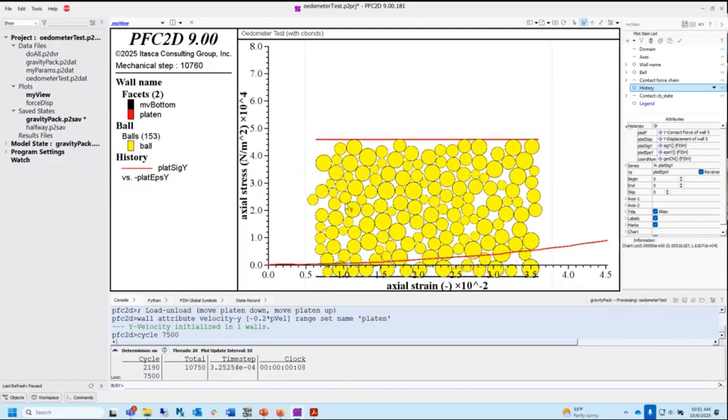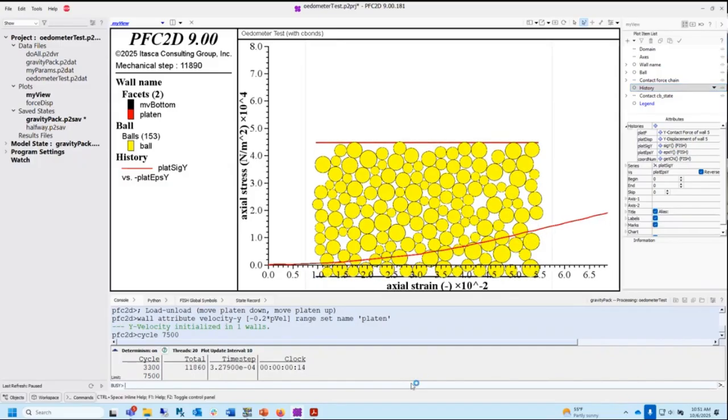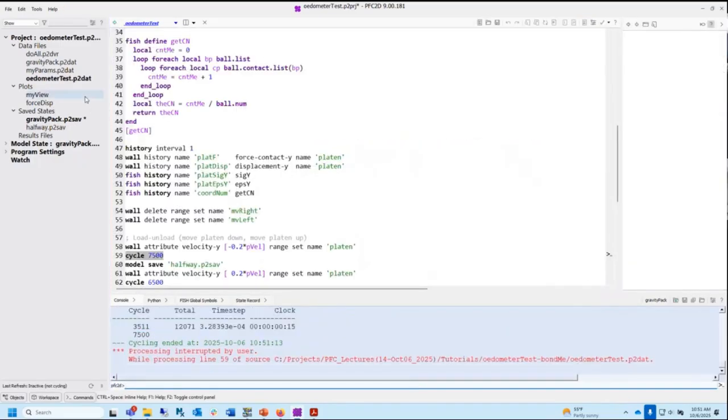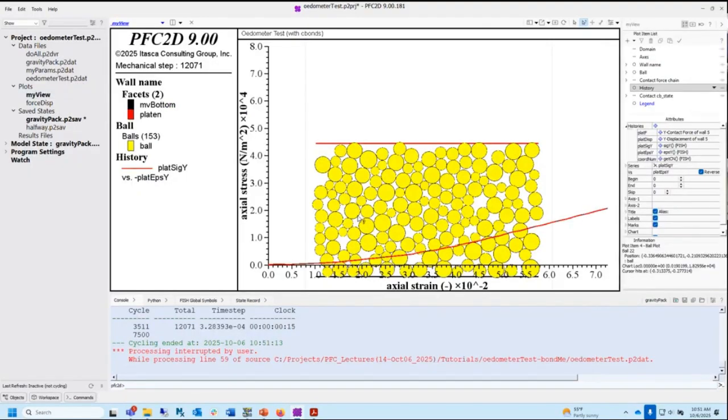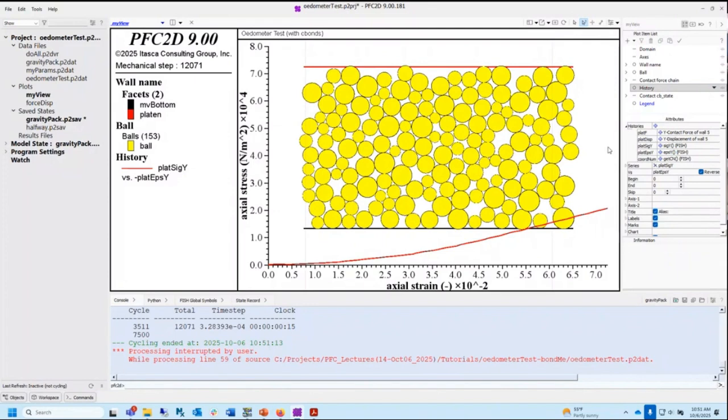Look at this weirdness here. Just go for a little while, then we'll stop. Stiffening. Let's look at it. Let's look at the state. And I think we still have infinite strength.